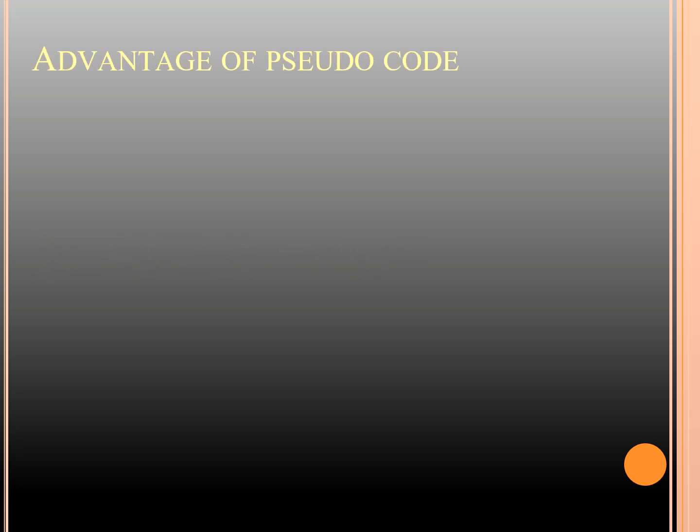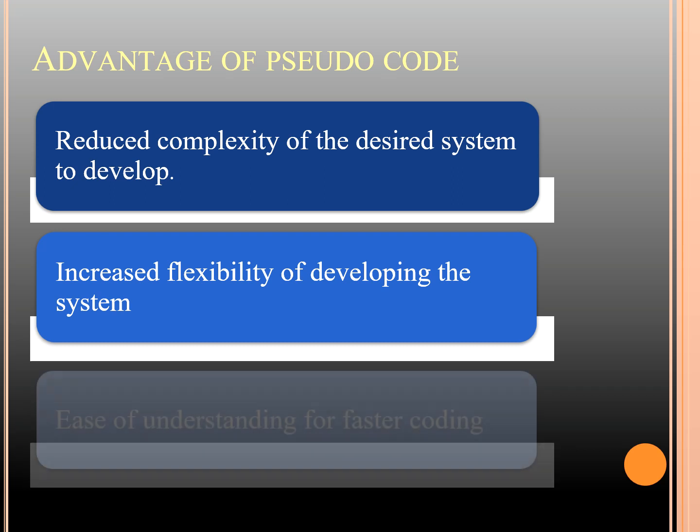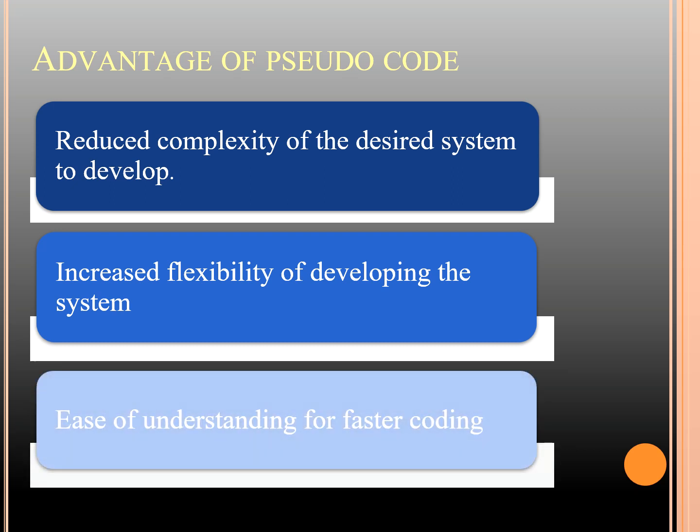Pseudocode. So these are the advantages of pseudocode. First is to reduce the complexity of the desired system to develop. Second is to increase the flexibility of developing the system. Third is to understand for faster coding.